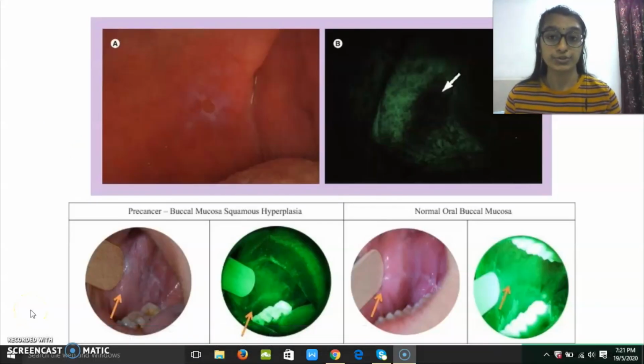This picture shows how cancerous, precancerous, and normal buccal mucosa look when viewed under autofluorescence. As you can see, neoplastic lesion appears in a darker shade of green compared to the normal mucosa.